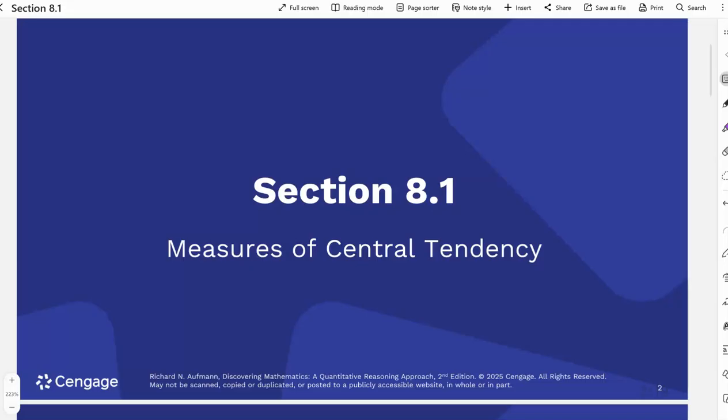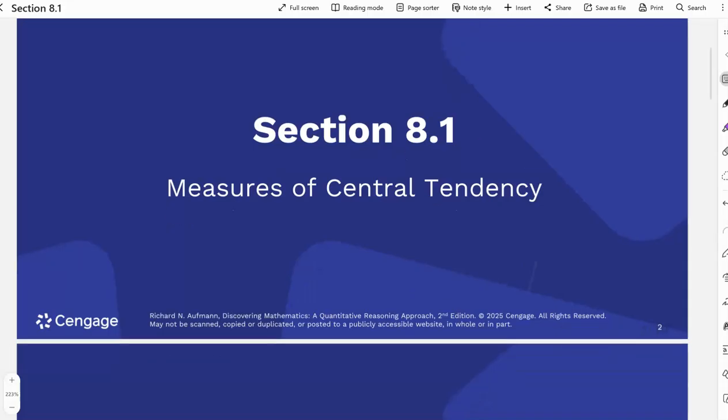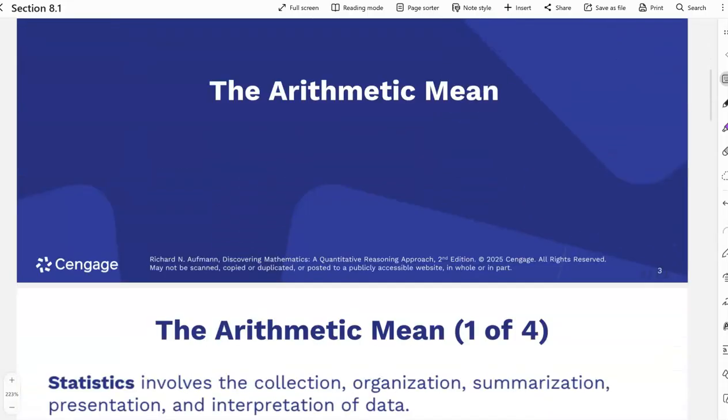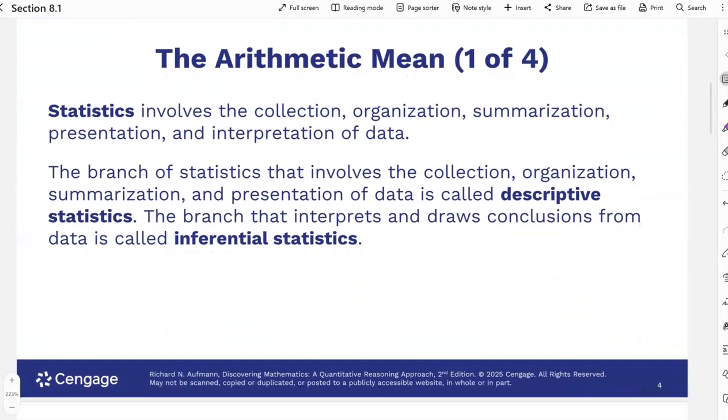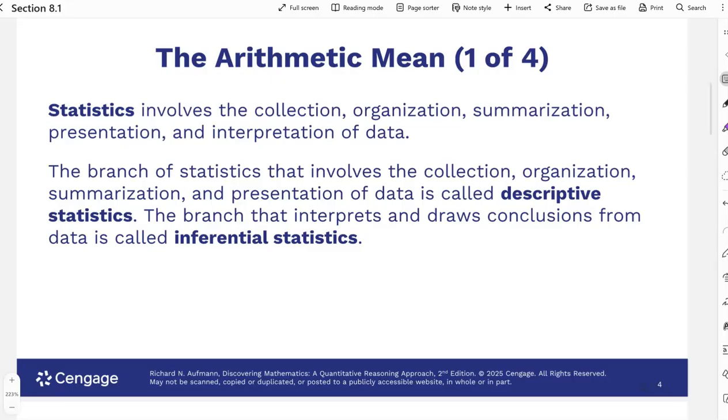In this video we are going to start our unit on statistics and we're going to focus on measures of central tendency. So what is statistics? Statistics involves the collection, organization, summarization, presentation, and interpretation of data. We've got two branches of statistics that we could talk about: descriptive statistics and then inferential statistics.